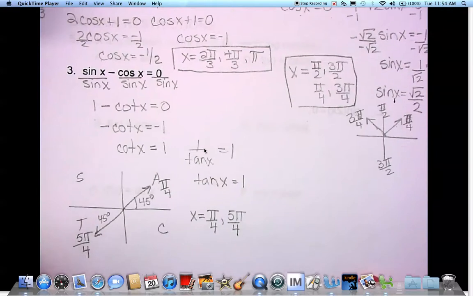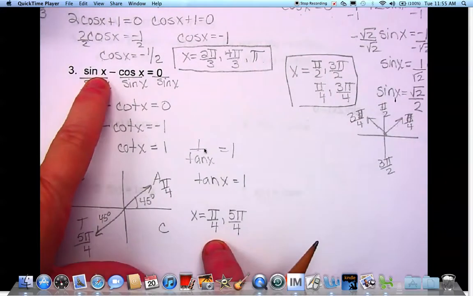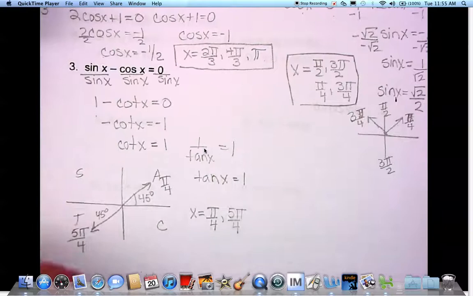Because sine x and cosine x are only the same when they're both positive and when they're both negative. Exactly. They're the exact same at 45 degrees because they're both square root 2 over 2. So it'd be like saying square root of 2 over 2 equals negative square root of 2 over 2, which is not the case.